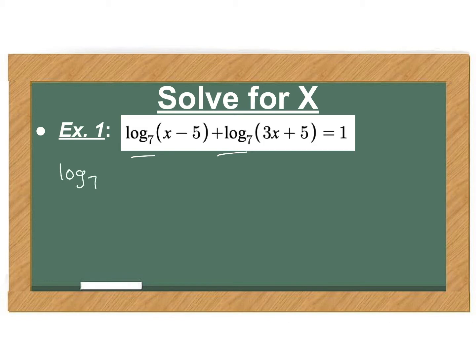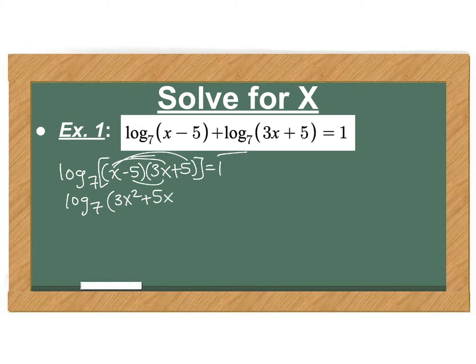So it becomes log base 7. Multiply both these things together, so I'm going to put them in brackets, equals 1. So log base 7, I'm going to do big distributive property and multiply these together. So I have x times 3x, which is 3x squared, x times 5, which is 5x. Negative 5 times 3x is negative 15x, and negative 5 times 5 is negative 25, equals 1. I'm going to simplify that up a little bit. So 3x squared minus 10x minus 25 equals 1.